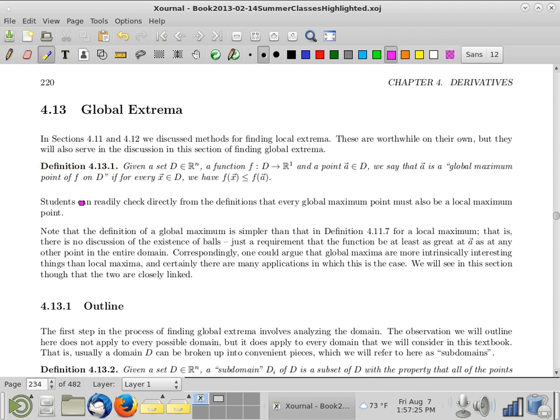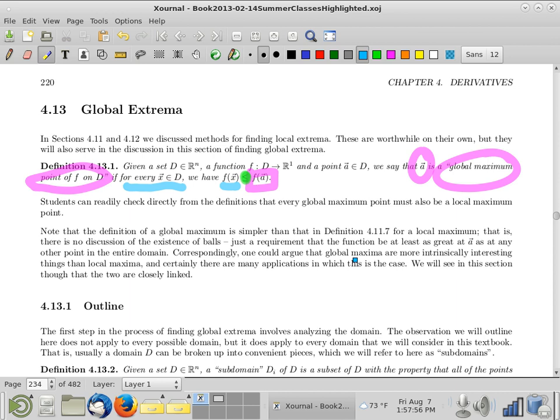Here's a definition. A global maximum point of a function on a domain is a point A where the value of the function is at least as big or bigger than the value of the function at every other point on the domain. So you can see why we call it a global maximum.